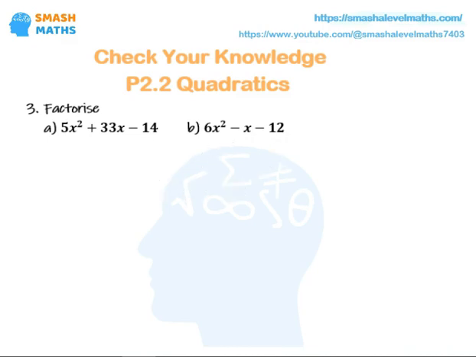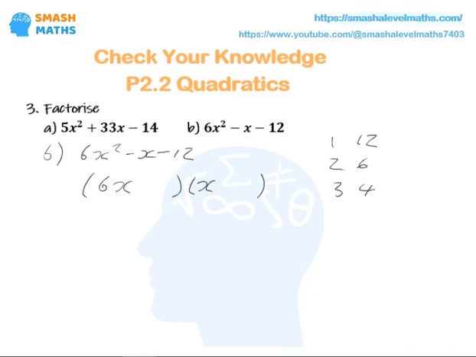Right, let's now have a look at part B. So we've got to do 6x squared minus x minus 12. So let's go at it and say, okay, well, let's put a 6x there, x there, and now I've got choices of, was it 1 and 12, it could be 2 and 6, 3 and 4.